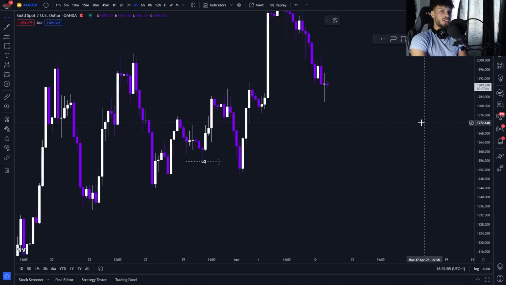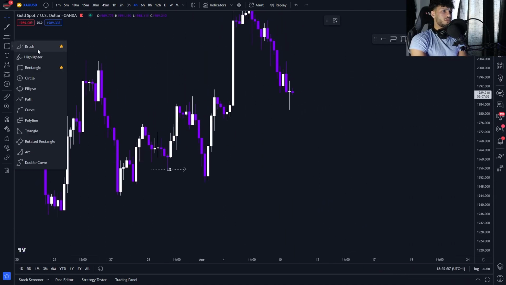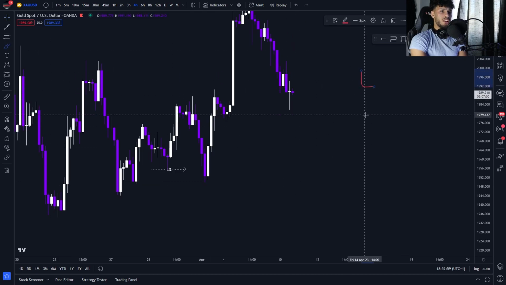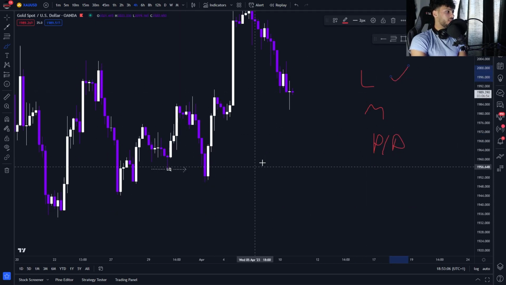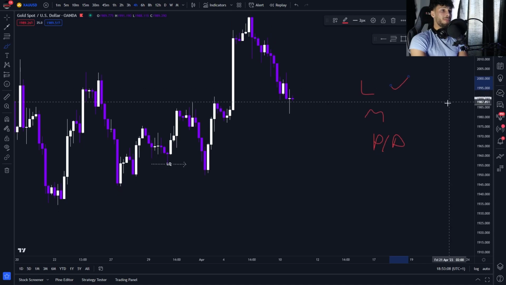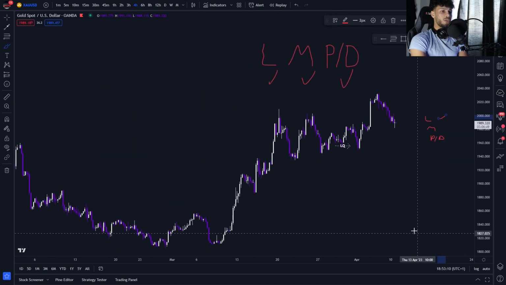So you can literally just have a checklist whenever you are looking at the market. Whenever you're looking at a potential setup, come out here, say L, M, P, D, and you just have a checklist. Does it tick it? It ticks it. Perfect. Now we take a look at the market structure. Are we in line with market structure?